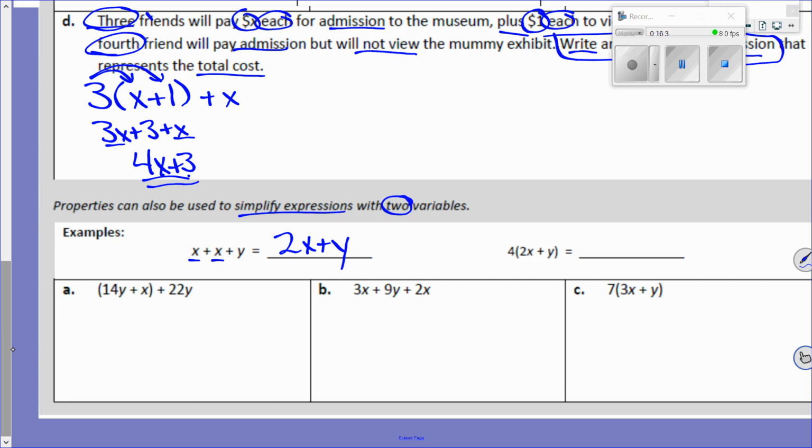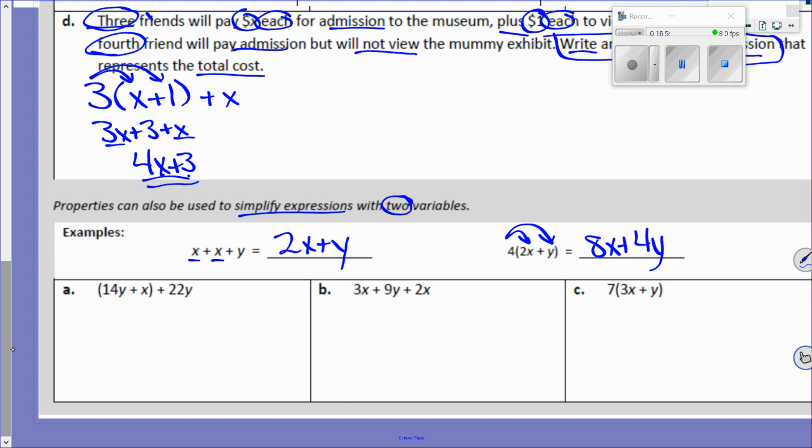Now our next one, we're looking at distributive property again, right? Yeah. So the first thing I need to do is distribute my 4. So what does that give me? 8x and 4y. 8x plus 4y. Does that make sense? Wait, no. Why? How'd you get 8? You did 4 times 2. Because we distributed the 4 to the inside terms.